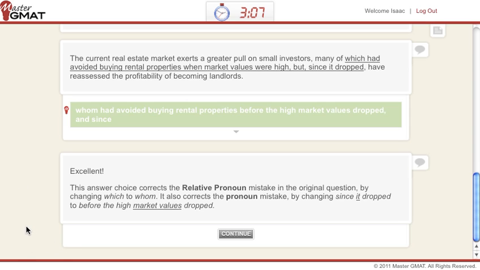Okay, so that's how we attack sentence correction in a fairly efficient manner, by using our stop sign, eliminating the answer choices that have the same mistakes, and then leaving the stylistic issues until the end.